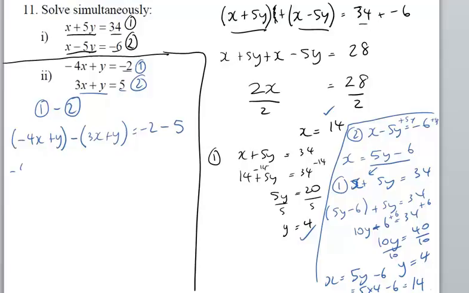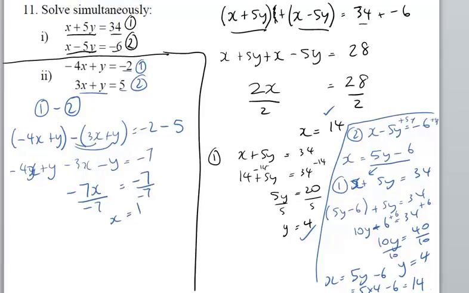So here we've got minus 4x plus y, minus 3x, and then here minus y. Minus 2 minus 5 gives us minus 7. So minus 4x minus 3x gives us minus 7x. Plus y minus y cancel each other out, so we get minus 7x equals minus 7. If we divide both sides by negative 7, we're going to get x is equal to 1.